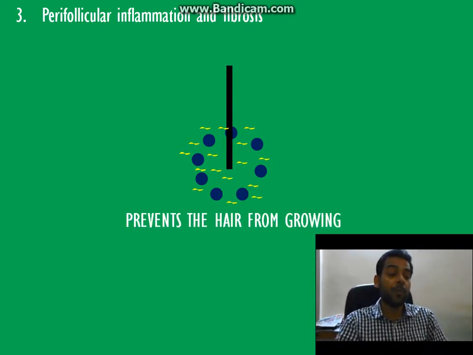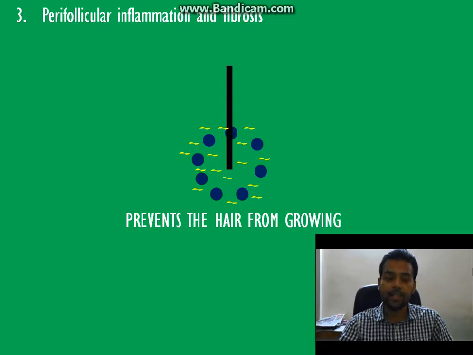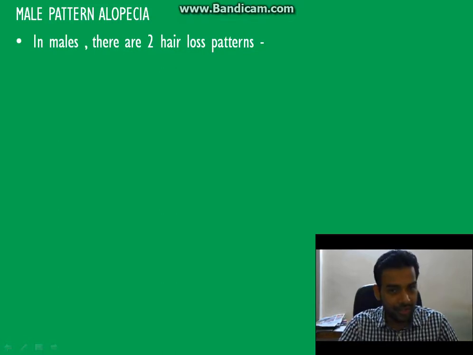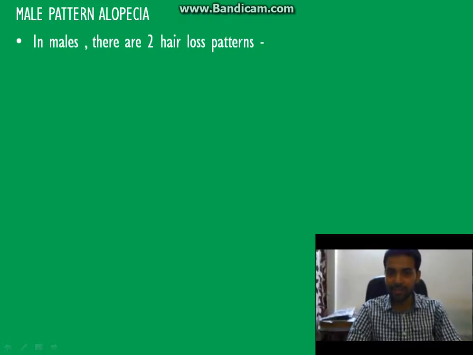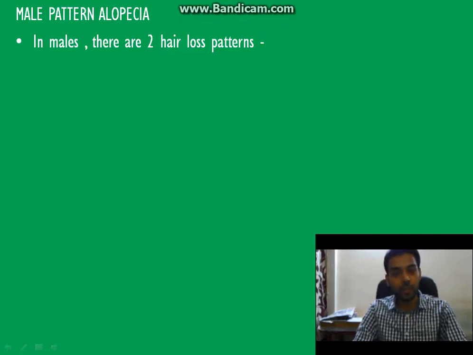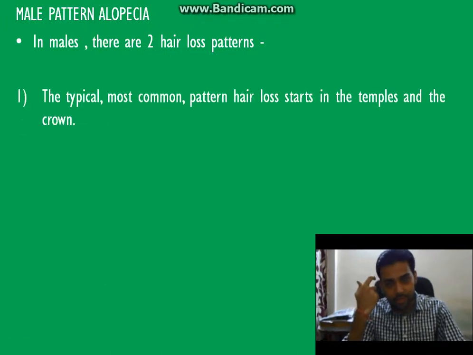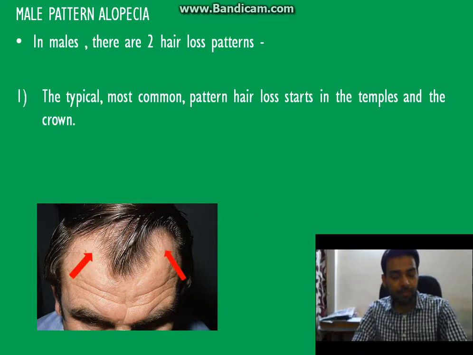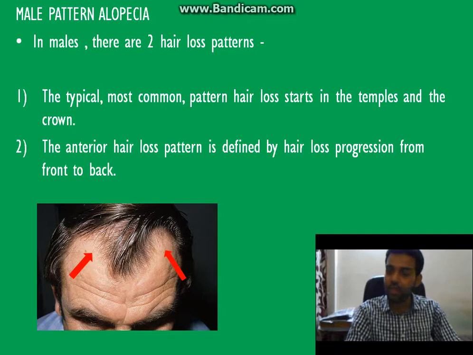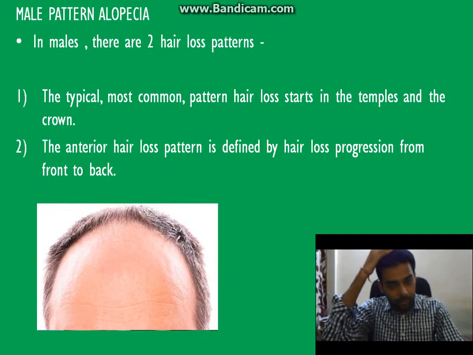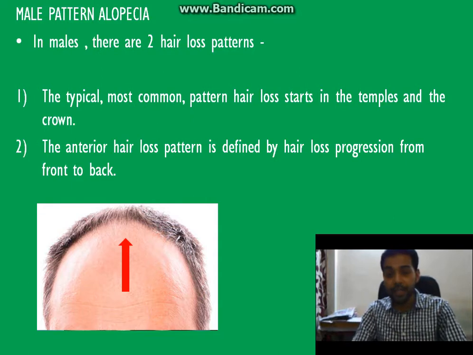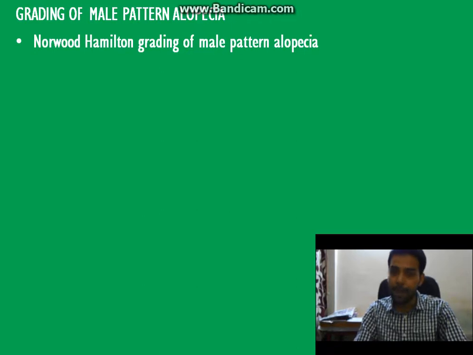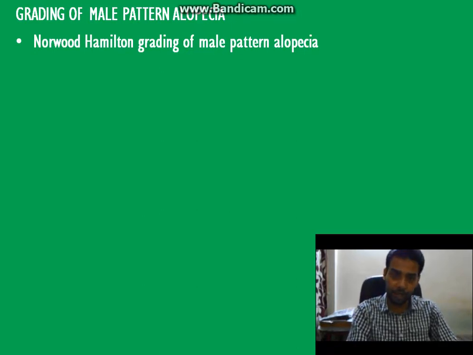Now, as I have previously told, this is also known as pattern hair loss, so it presents in a specific pattern. In male pattern hair loss, there are two kinds of pattern. The first one, the hair loss starts in the temples region, bitemporal, and in the crown. This is the most common pattern. Second pattern is the anterior pattern, in which the hair loss starts on the anterior and slowly progresses towards the back. The grading of severity of male pattern alopecia can be done on a scale known as the Norwood-Hamilton scale.